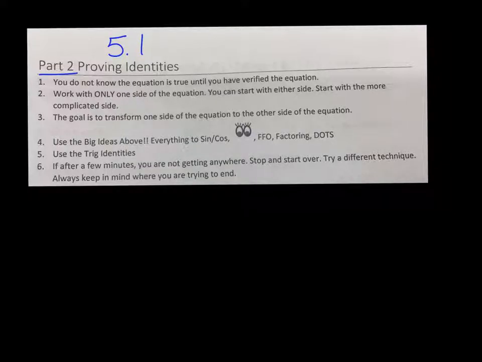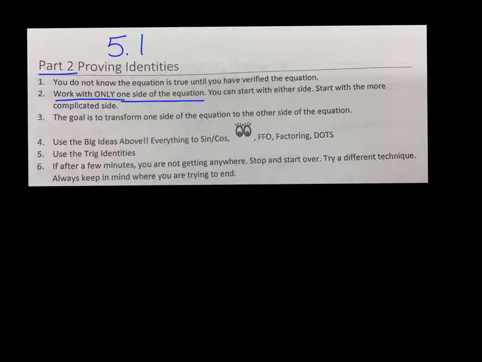All right, so for the first couple of videos, we were just talking about simplifying expressions. Now we're going to go through and prove identities. The big thing to remember about this is that you only work with one side of the equation. That's it. You absolutely cannot work with both sides of the equation at one time.